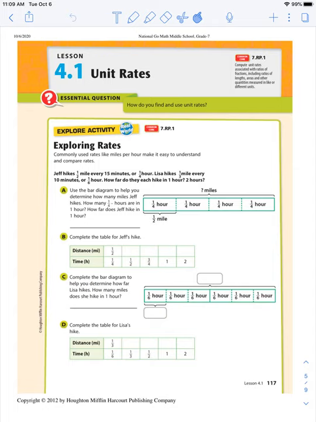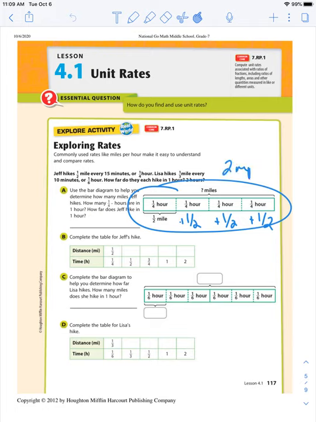So Jeff hikes half a mile every 15 minutes or quarter hour. To figure out how much Jeff hikes in 1 hour, we're going to multiply that distance, that half mile, by 4. So notice this picture that's set up here. We're going to do half mile plus a half mile plus a half mile plus a half mile. Turns out Jeff hikes 2 miles in 1 hour.